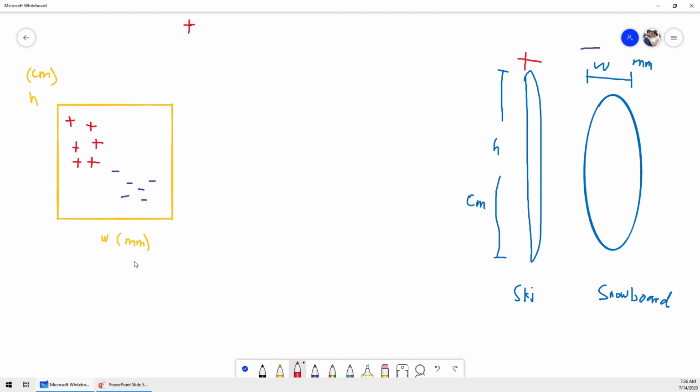Now, to demonstrate the effects of varying the feature scale on the performance of a KNN classifier, what if instead of using millimeters in measuring the width, we try to use centimeters? If we plot that again, here's our graph. The height is still the same, it still uses centimeters, but now the width is in centimeters.